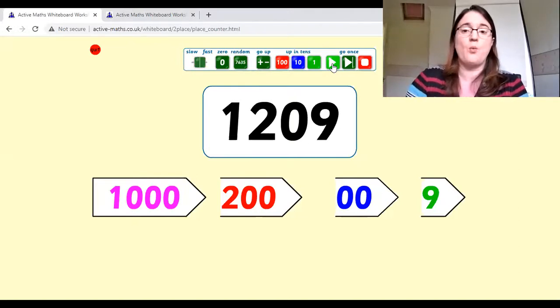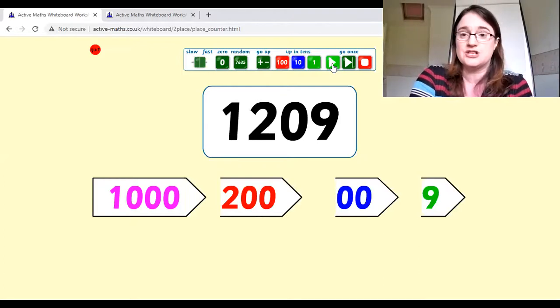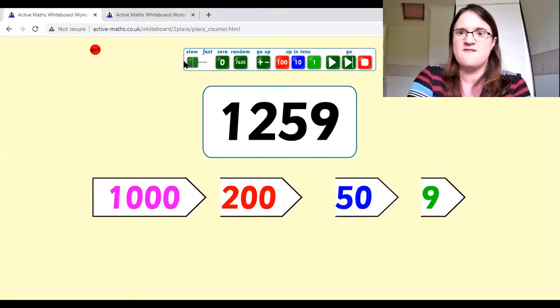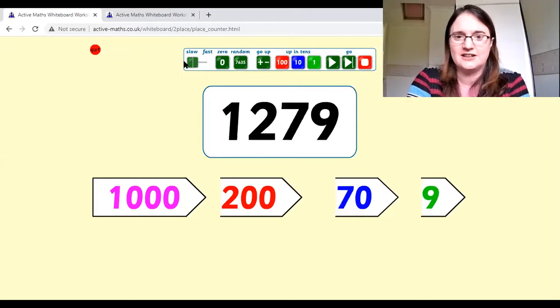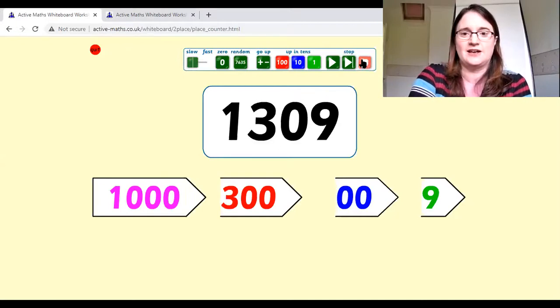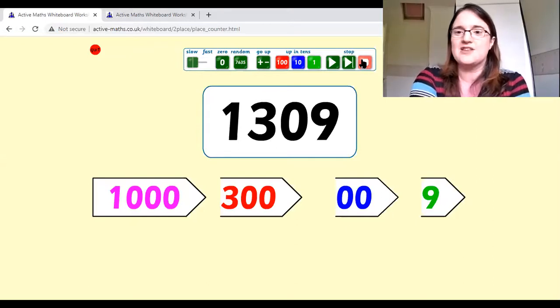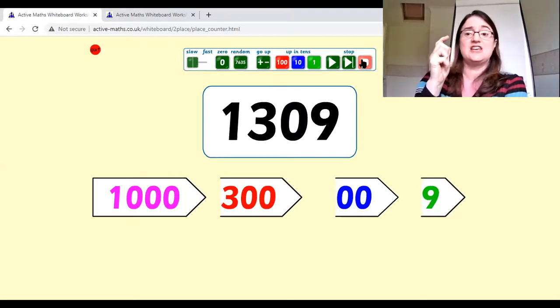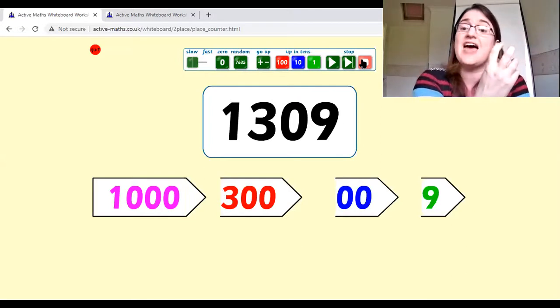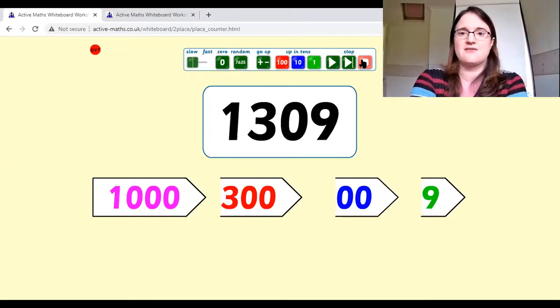Are you ready? So we've got, this number says 1,209. Let's see what the next number is. 1,219, 1,229, 1,239. Oh, it's going a bit quick. Let's slow it down. 1,259, 1,269, 1,279, 1,289, 1,299. And look at that change. 1,300. So when it gets to 99, when that tens digit gets to 90, we have to remember that we're going back to 0 in the tens digit because we're exchanging those 10 tens for 100, and we get 1,309.